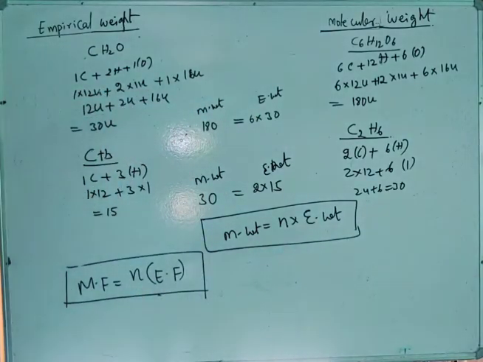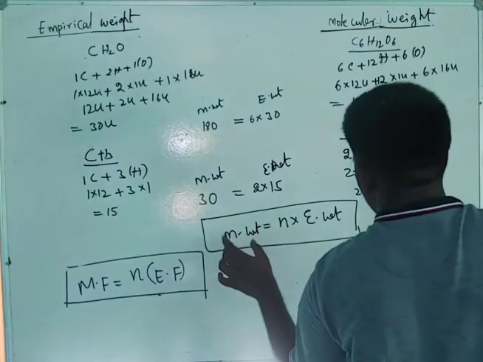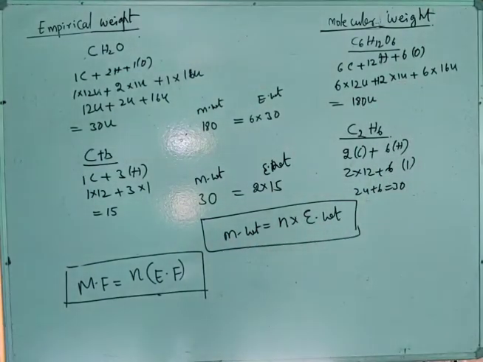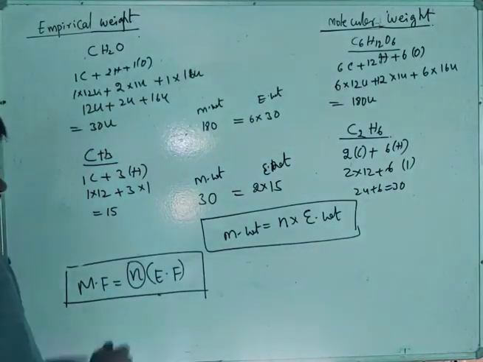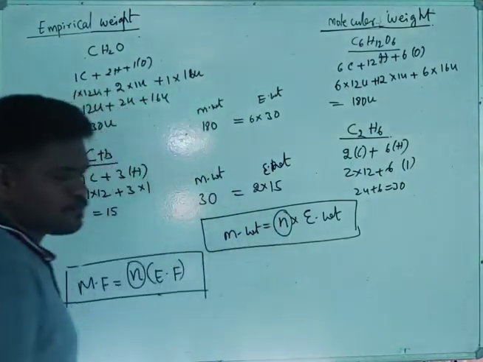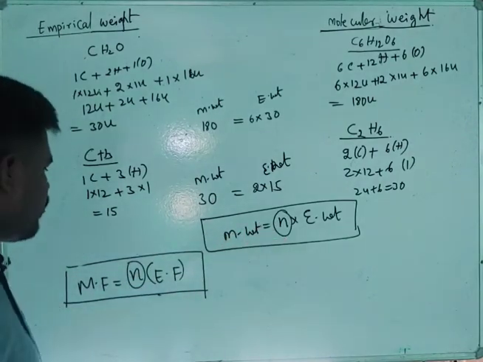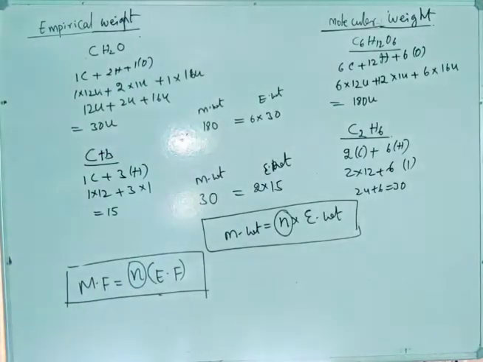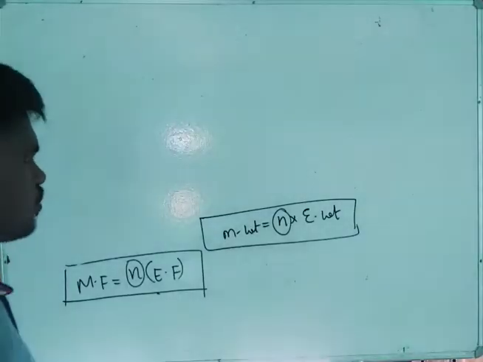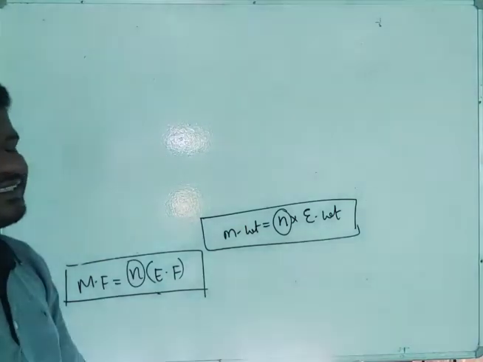This equation gives the relation between molecular formula and empirical formula, and this equation gives the relation between molecular weight and empirical weight of the same compound. Now in these two formulas guys, we have N. The N which is present in both is the same. So here N and here N both are same. If this is equal to 2, it will be 2. For a particular compound, in both the formulas, N is same guys.